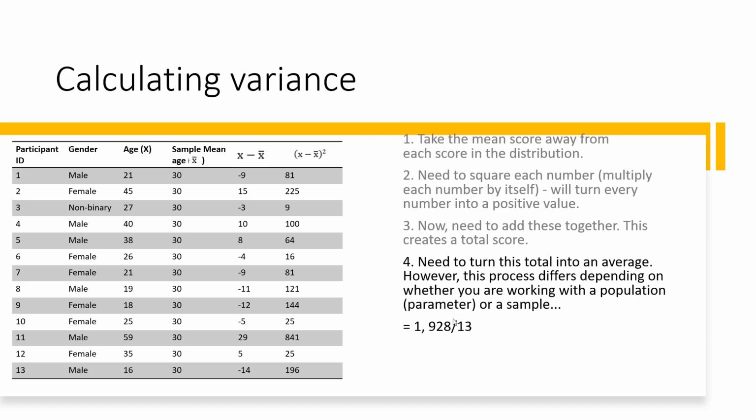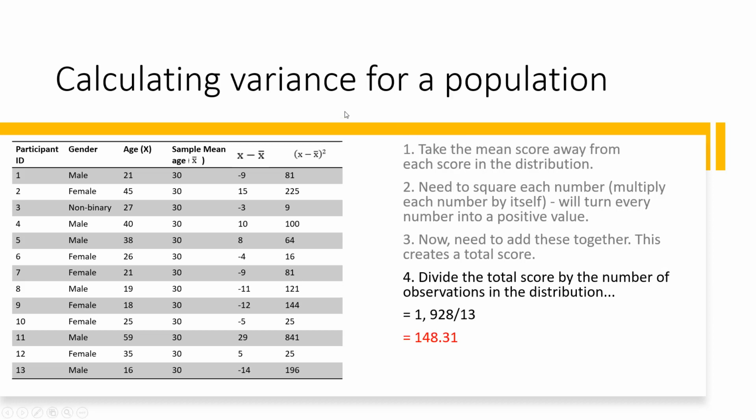If it's from the population, all we have to do is divide our sum of squares here by the total number of observations, which in this case is 13. So a population variance, if this was all of the data we had in the world that we were looking at, which obviously doesn't make sense in this context, but imagine that it does, we have a variance of 148.31.